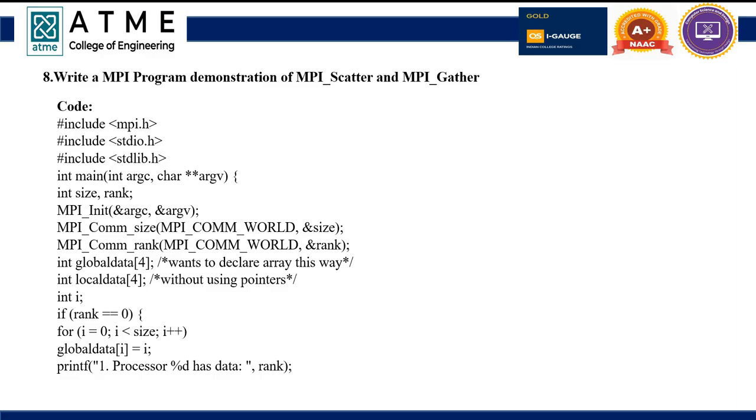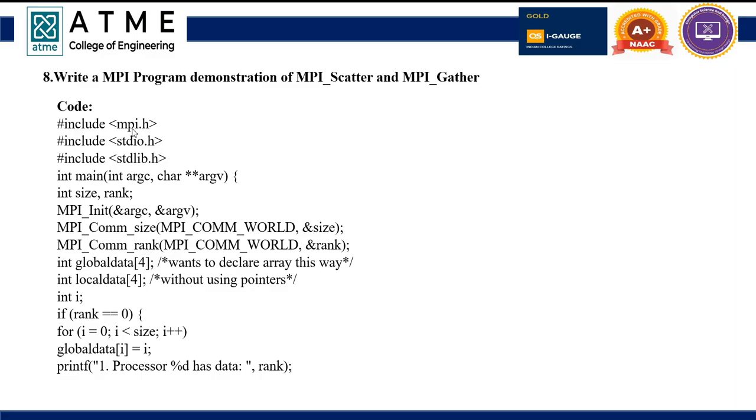MPI gather is the inverse process of MPI scatter. That is, instead of spreading elements from one process to many processes, MPI gather takes elements from many processes and gathers them to one single process. This routine is highly useful to many parallel algorithms such as parallel sorting and searching algorithms. Let us see the coding of this.